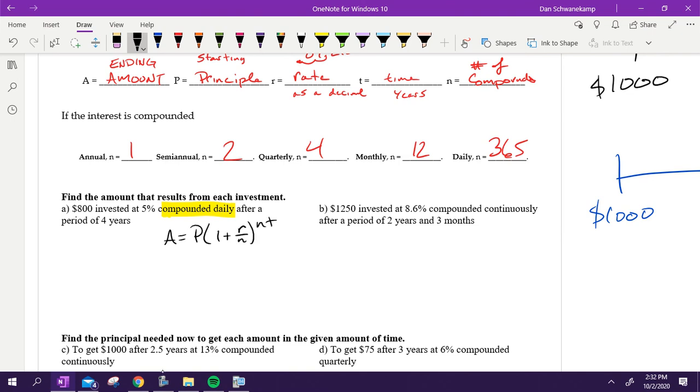I'm going to label some stuff. $800. What's that 800 going to be for us? That's my principal. 800 is P. My rate is going to be 0.05. And my N is 365 because it's daily. And my T is 4. So once I've found those things, it is a button push. Get out your calculator and button push and see what you can do with it.